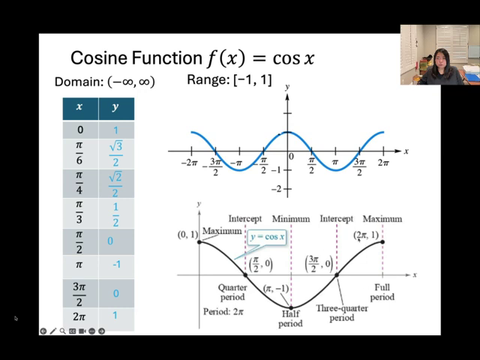And then you could divide it by half. So half period will be pi. Divided by half again, a quarter period will be pi over 2. And then we could multiply by 3. So 3 pi over 2 will be 3/4 period. Okay, so this is going to be y equal to cosine x. One more time, you guys need to know how to graph y equal to cosine x without using this table.